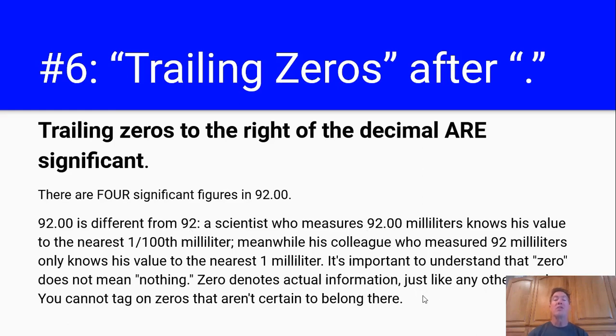So it's important to know that 0 doesn't mean nothing. 0 denotes actual information, just like any other number. But you can't just add on zeros that aren't certain to belong there. If you only measure something to 92, you can't just put a decimal and start stringing zeros behind there, because that implies that you actually have done the measurement down to the tenth and the hundredth and the thousandth and the 10,000th, however many zeros you wrote down.